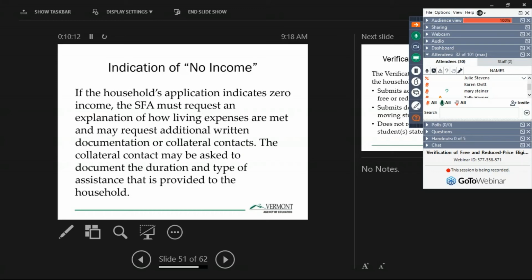So if the household's application indicates zero income, so this would be like if you're pulling a random application and the household indicated that they had no income, which is acceptable to approve for free meals. But if they're pulled during verification, you must request an explanation of how living expenses are met and may request additional written documentation or the information for the collateral contacts. And the collateral contact may be asked to document the duration and type of assistance that's provided to the household.